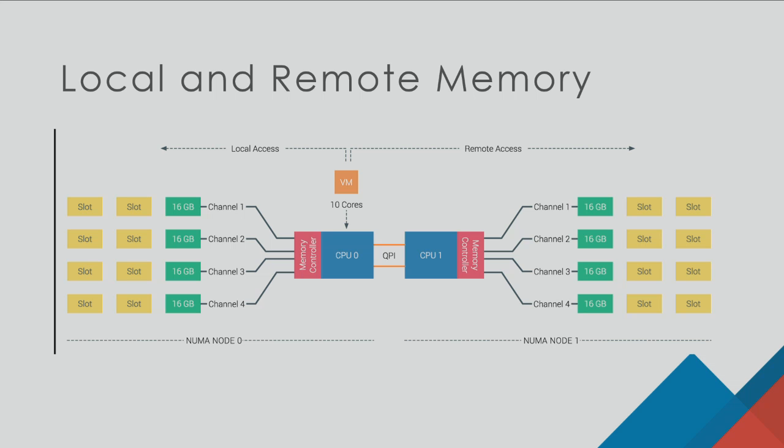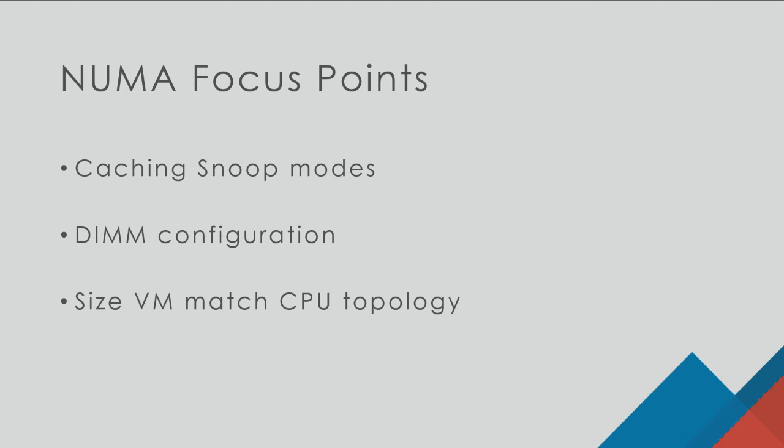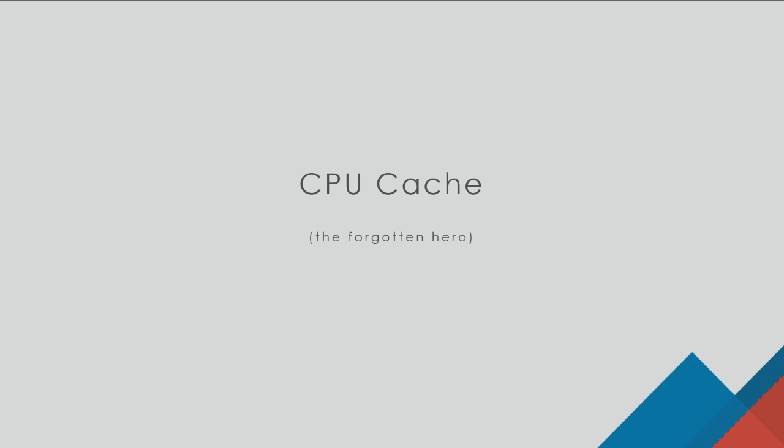That means that when it accesses memory that is connected to the other CPU, we have a different memory access latency. That's the reason why you call it non-uniform, because the latency is not the same. The bandwidth is not the same. So there are some focus points on how to create a system that consistently delivers the same level of performance. The 3 focus points I want to discuss today are the cache snooping modes, the DIMM configuration, and how to size accordingly. So let's talk about cache first.